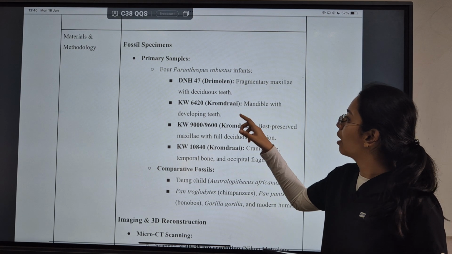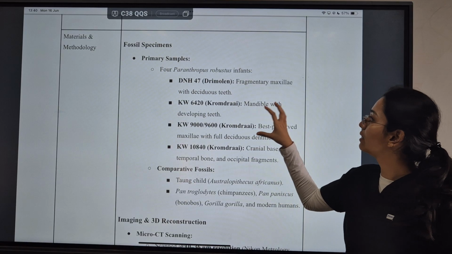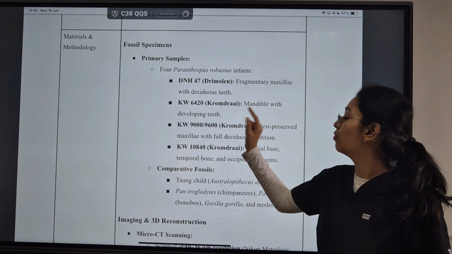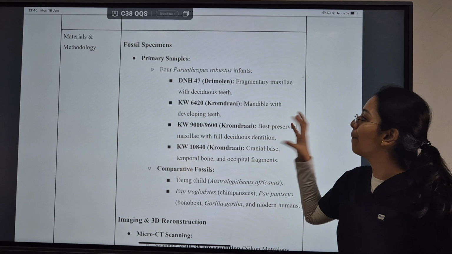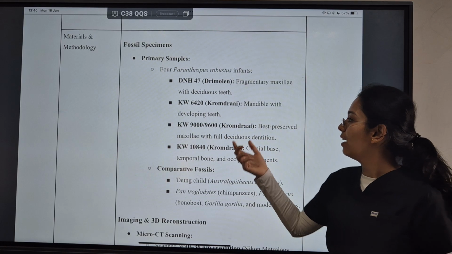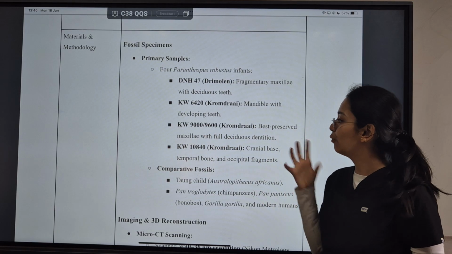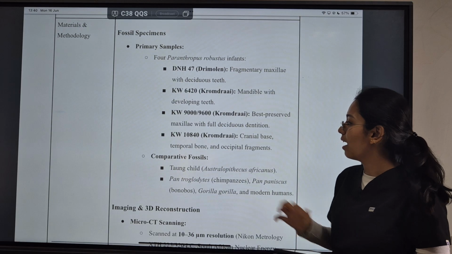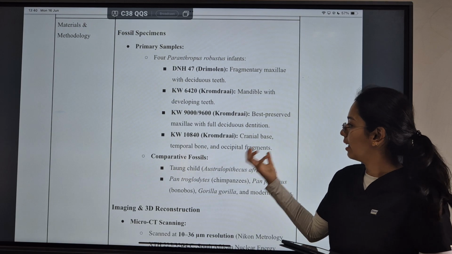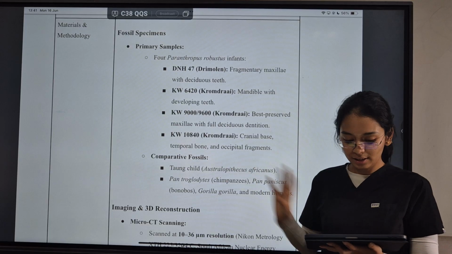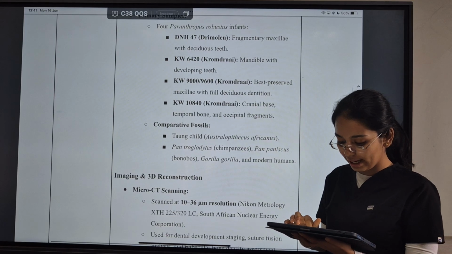The one named DNH 47 was a fragmentary maxilla with deciduous teeth, and the one named SK 64 is a mandible with developing teeth, and the other one is a well preserved maxilla with full deciduous dentition, and the other one is a bone with a cranial base, temporal bone, and occipital fragments. So these were the 4 samples which were taken.